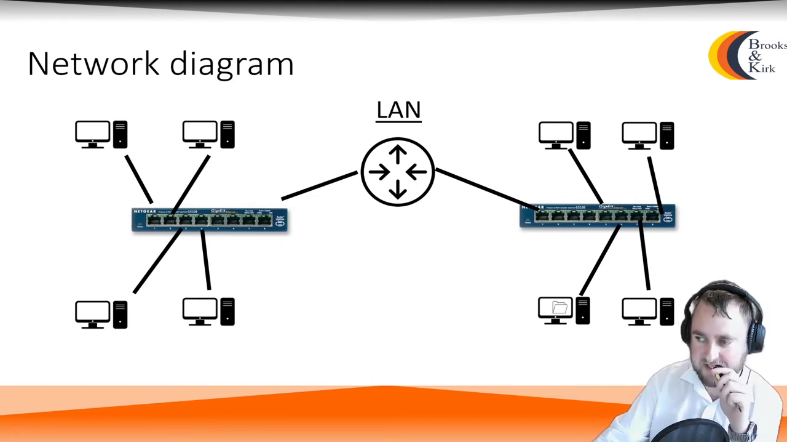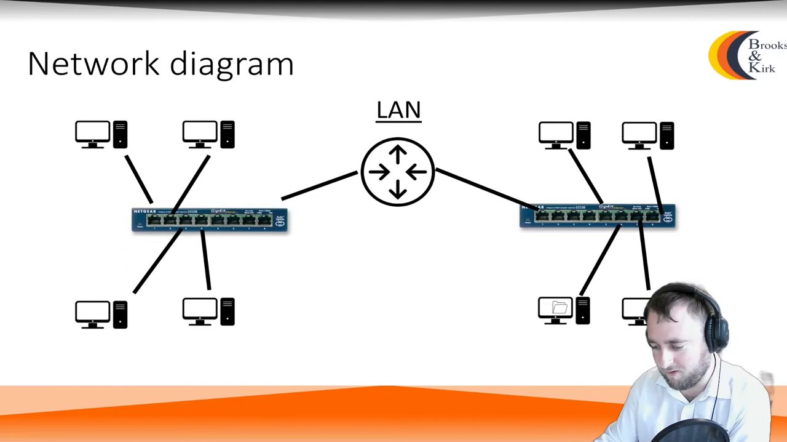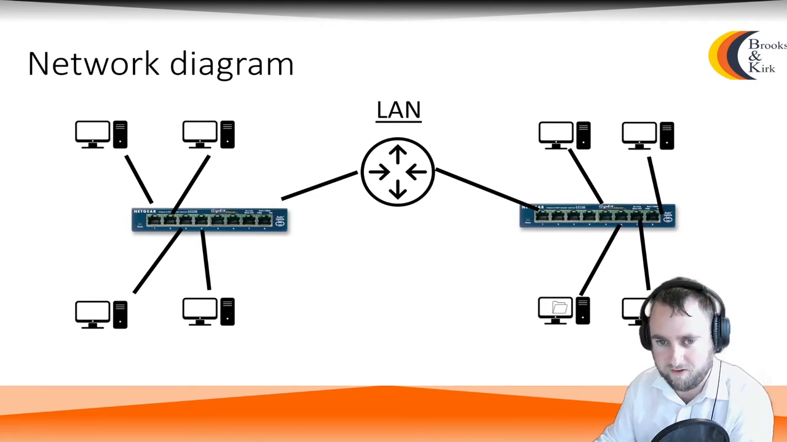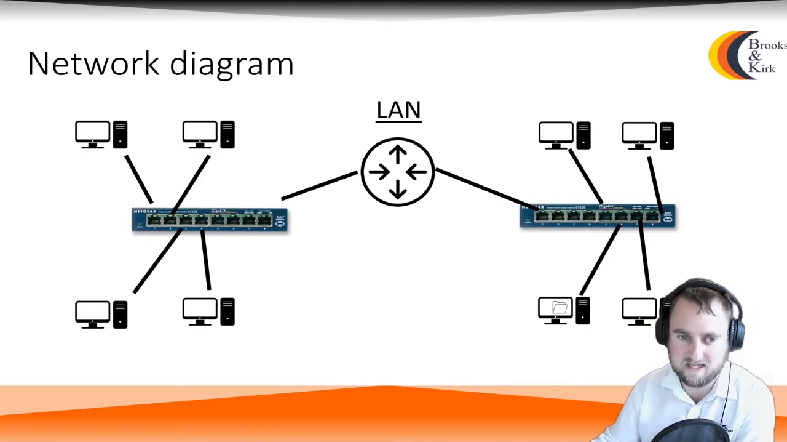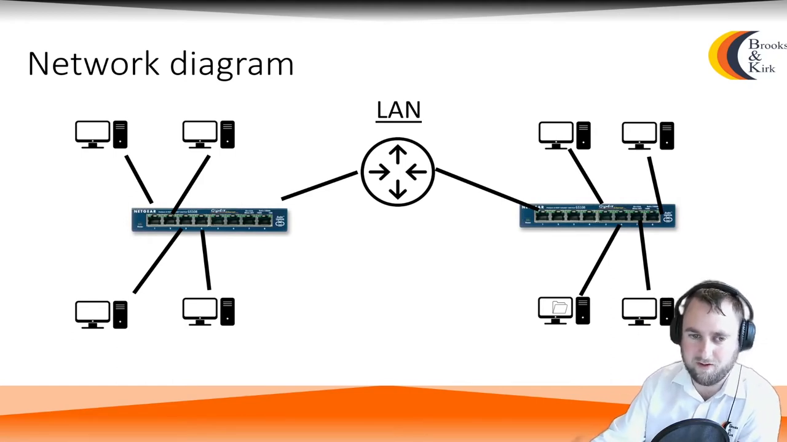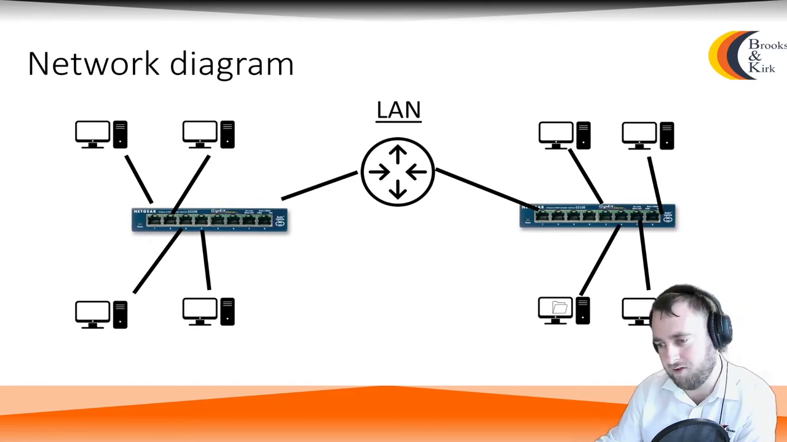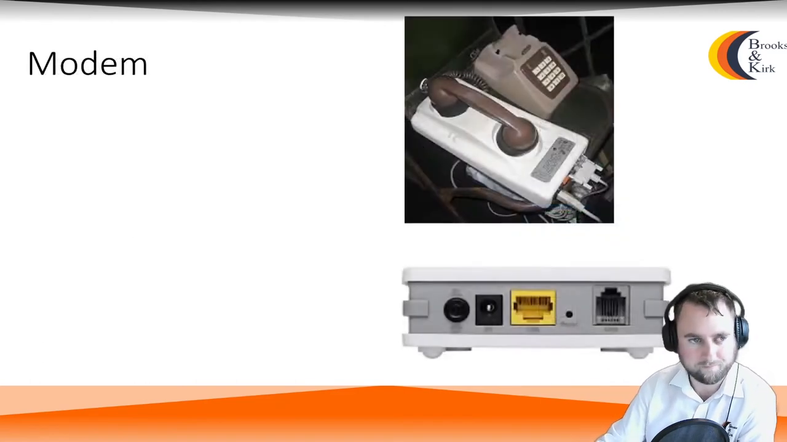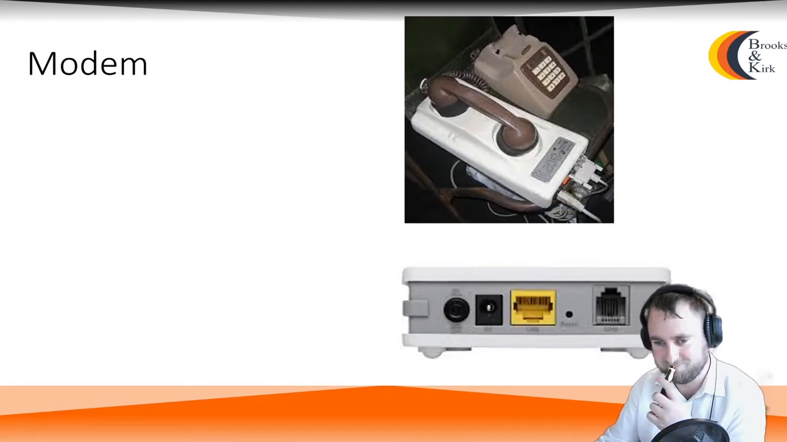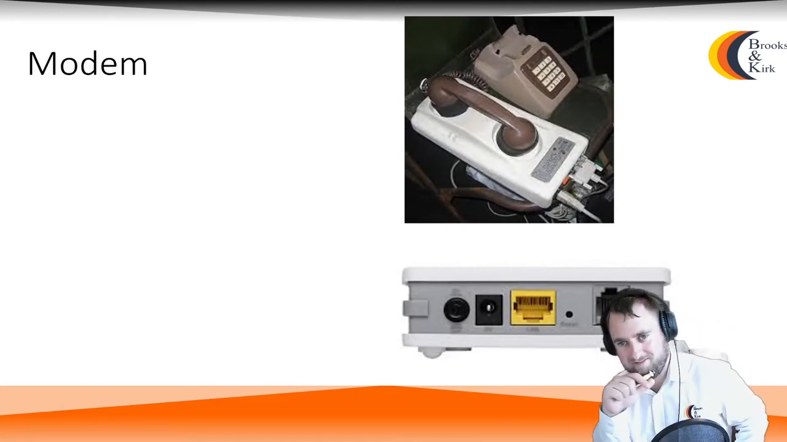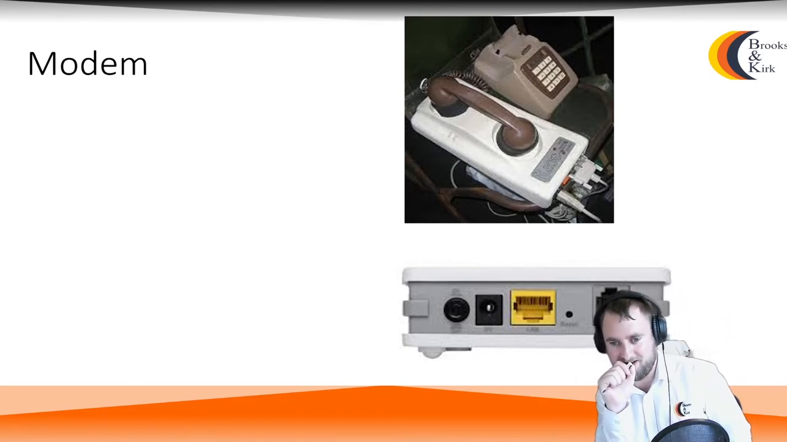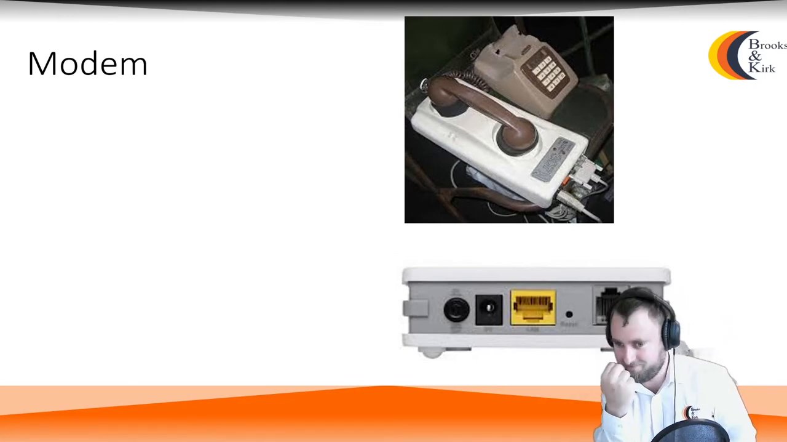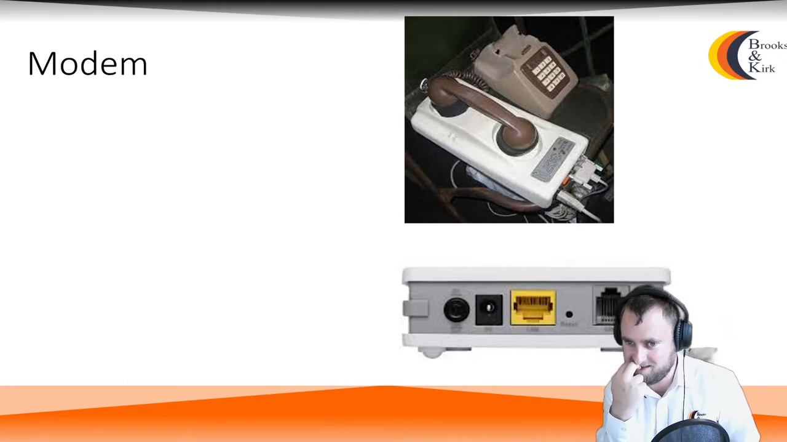Okay. So inside your little box of tricks that you got from BT, you've got quite a few different little internal network devices that are all connected via the router. You've got your wireless access point chip. You've got your switch. You've got your modem. What's this do? I don't know what the modem actually does. It's talked about so many times, and all I can think of is the tone dial.